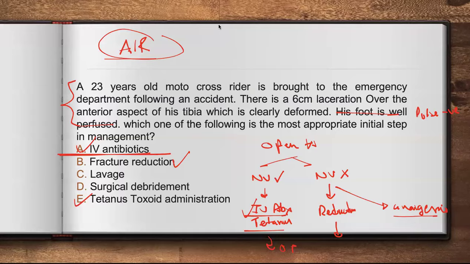And you think, well, I knew that Dr. Arshan said that this question's answer is IV antibiotic. So I'm just not going to even read the question. I'm just going to follow him because I follow him 100%.